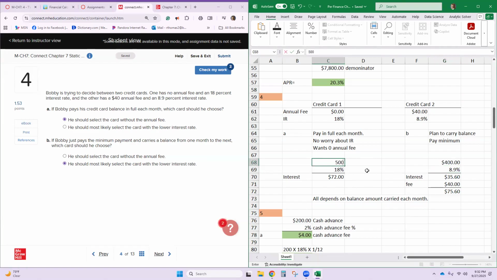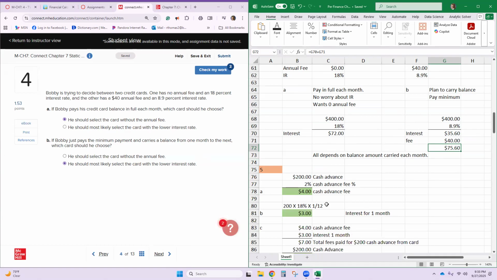So once again, 500 that he carries, we're looking at this one costing 90 and this one costing 84.50, but just down to 400, and that is a different story. So this one becomes less expensive. Okay, this one's more expensive. So it does depend on what he carries. Okay, I just want to show you that.